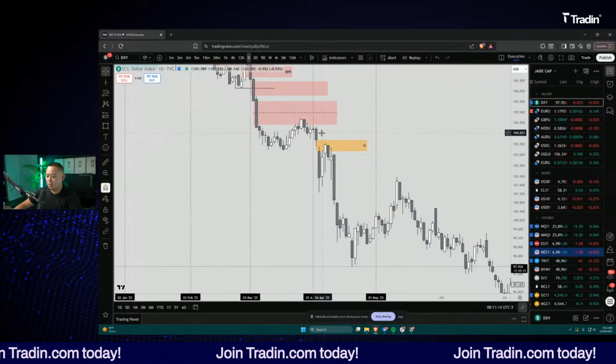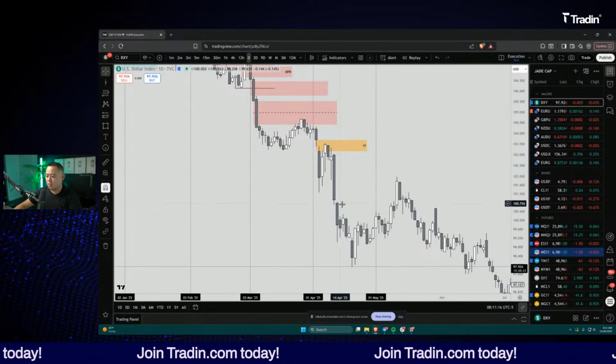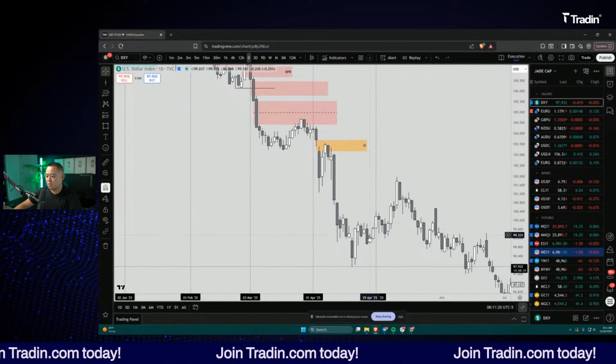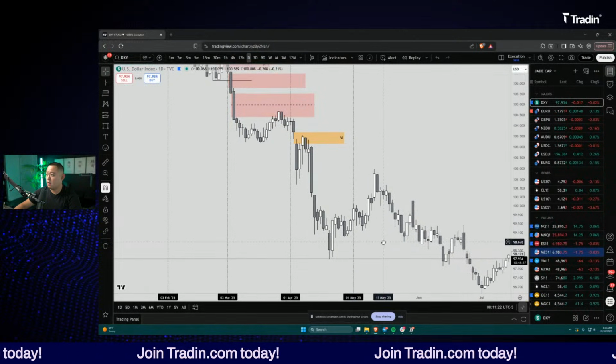Here, same thing. We get this nice expansion lower. Last couple of weeks of the month, or last couple of days of the month, sorry, trades higher to close out the month.